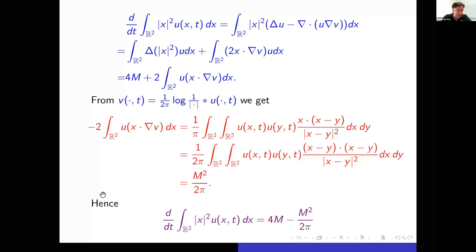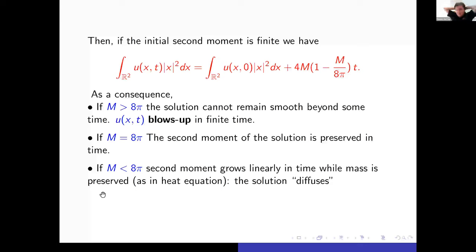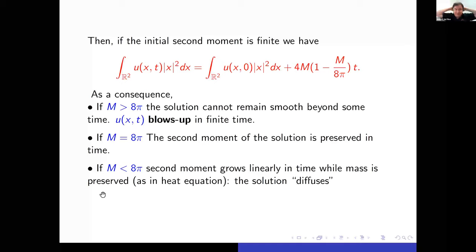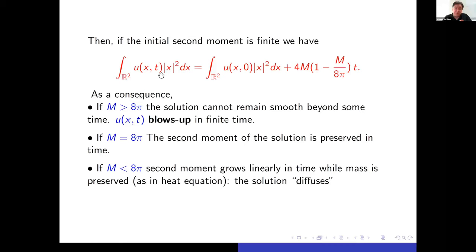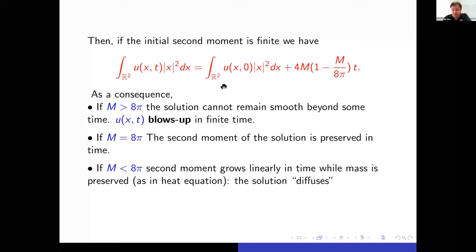OK, as a consequence of the second moment identity, we see the following. We see that if the initial second moment is finite, then the second moment grows linearly. Well, grows or decays linearly, because it is equal to the initial second moment, which I assume finite, of course, plus this quantity that depends on the mass times t.